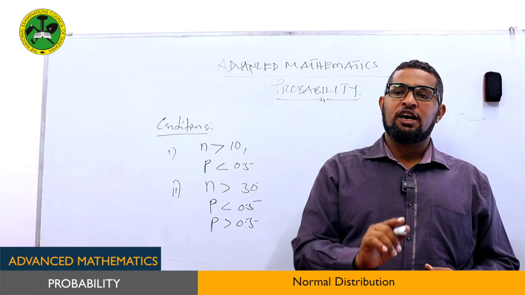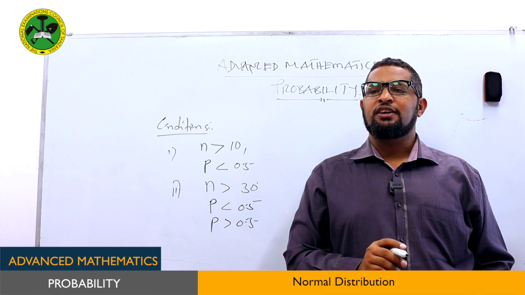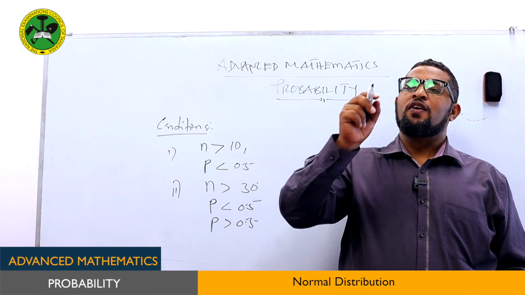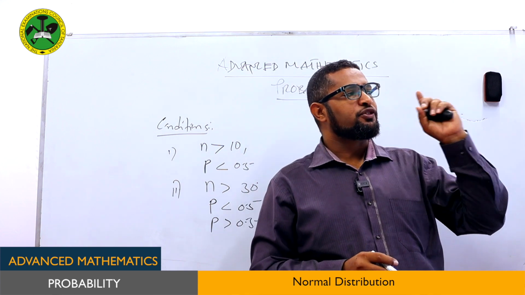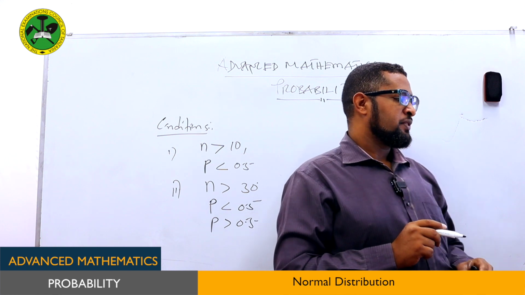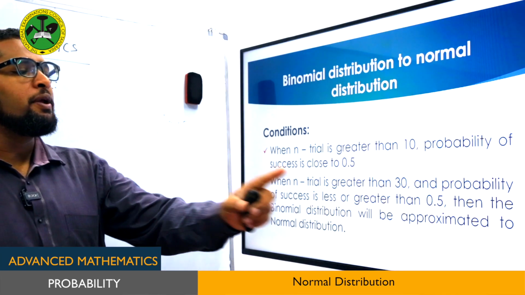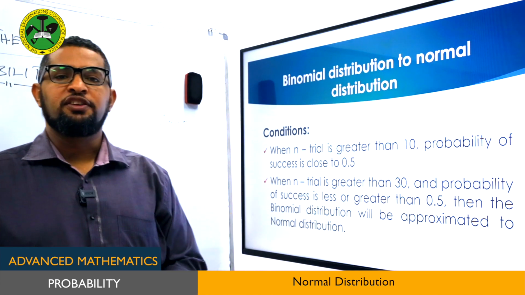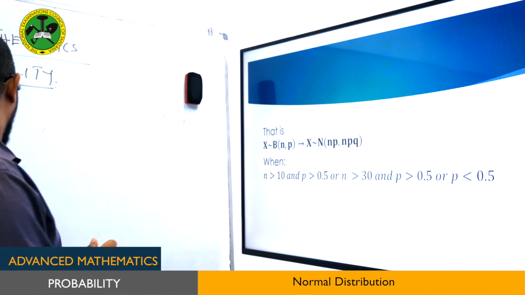So if the number of trials is greater than 30 and the probability is either less than 0.5 or greater than 0.5, then you are supposed to approximate that binomial distribution to normal distribution. So for that case, this binomial distribution will be approximated to normal distribution. Now let's see, how do we write?